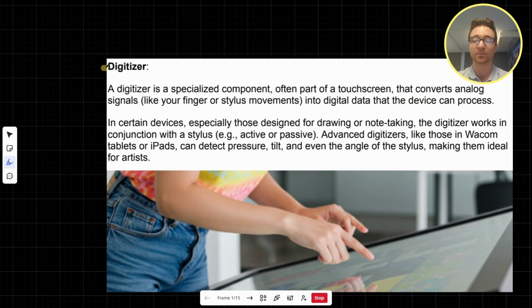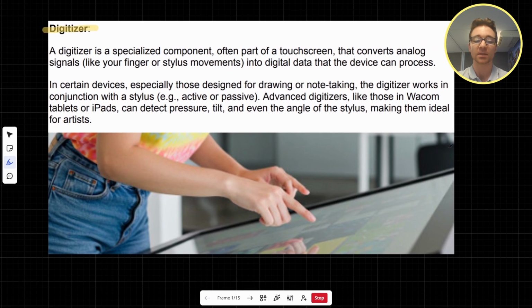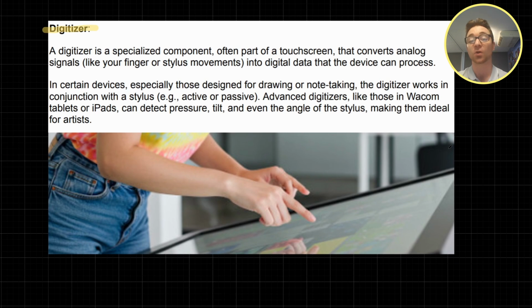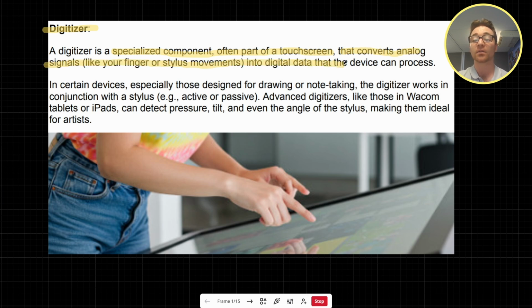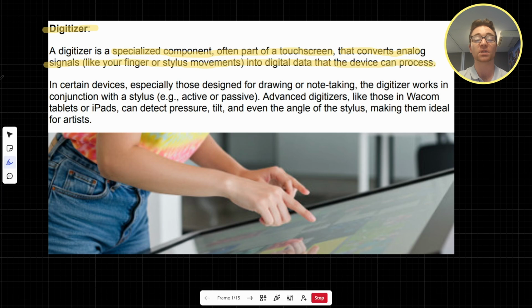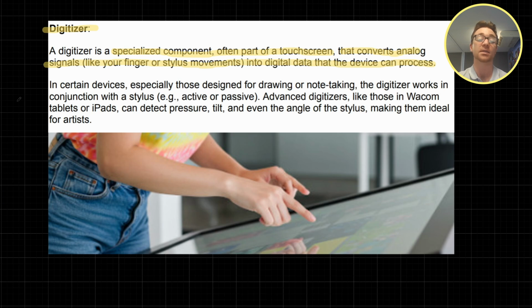They don't work on their own. Touchscreens are only able to function because they utilize something called a digitizer. Now, a digitizer is the actual technology that is translating that physical touch into action on the screen. So it's a specialized component, often part of a touchscreen. It's pretty much always part of a touchscreen that converts analog signals, such as your finger or stylus movements, into digital data that the device can process. So a digitizer is the component that is making your touch have an impact on the screen. It's converting that signal into something that actually happens.